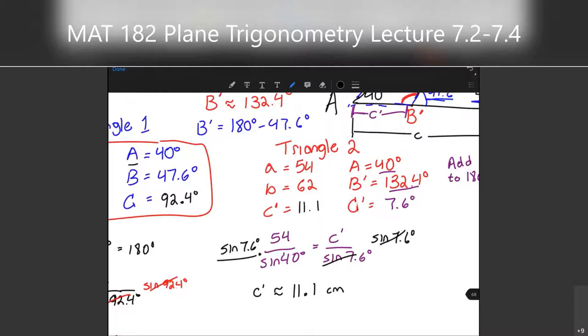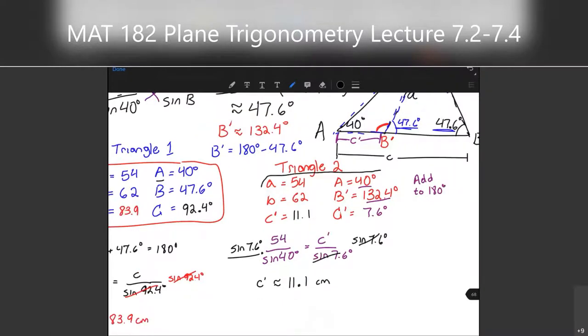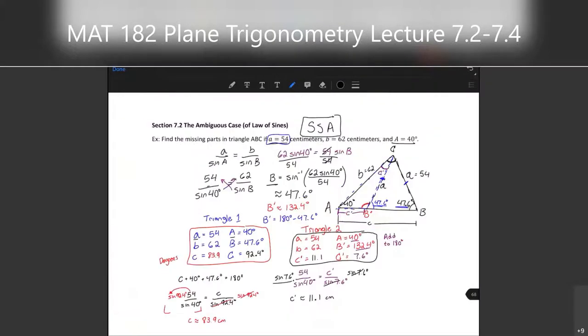And that is our triangle 2. So we would wrap that up. That would be our second triangle possible, and that would complete this problem here. So there's two cases in this ambiguous case of sines. Again, this comes when we have two side lengths and one angle.